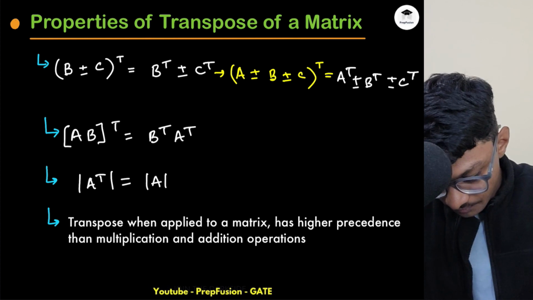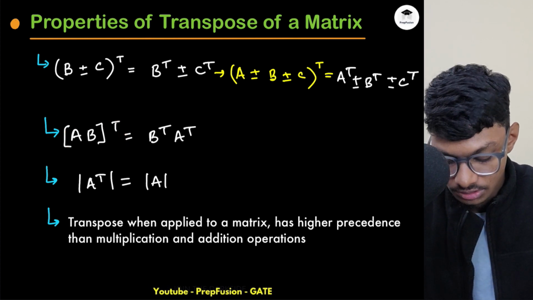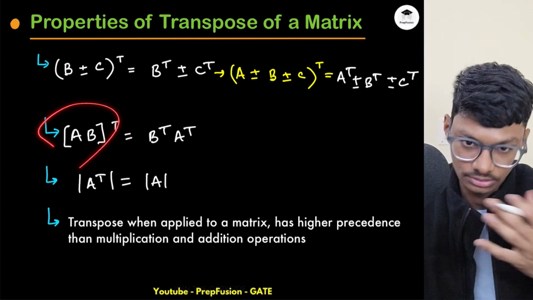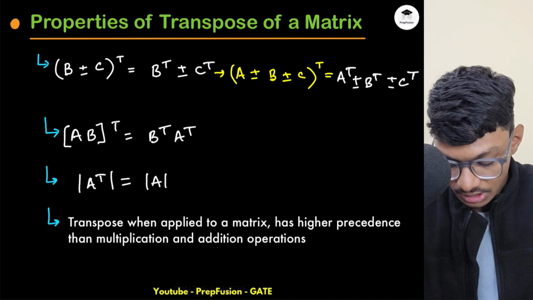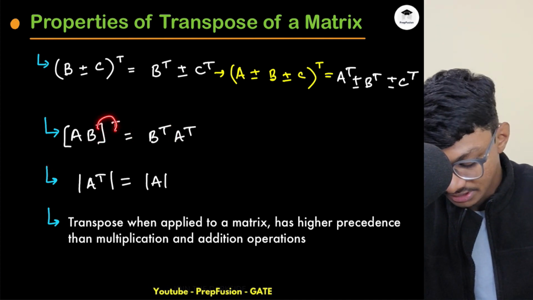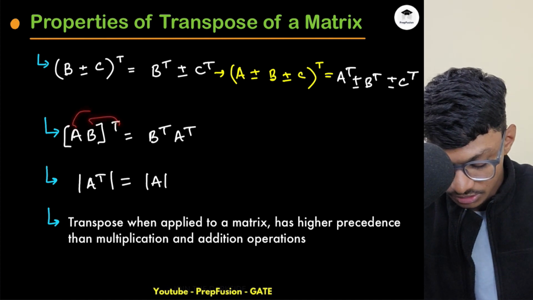Now AB transpose is equal to B transpose A transpose. You can try it with an example, and you will see that AB transpose will be equal to B transpose times A transpose. Basically, you take the transpose inside, and you just swap them.